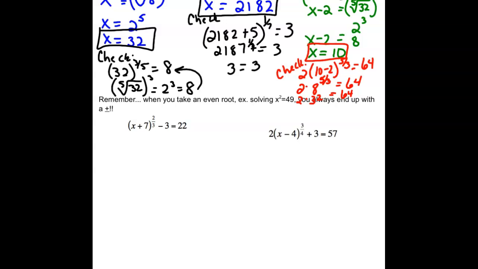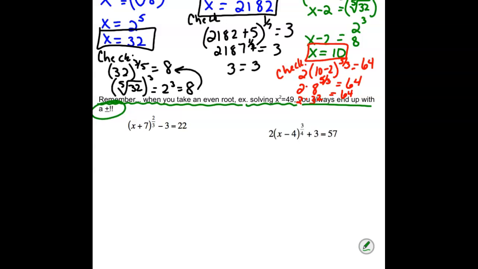For the next couple questions, we have to be very careful. Remember, when you take an even root, for example, if we're solving x squared equals 49, we always end up with a plus minus. So we have to be careful if, when we're undoing these radicals, we end up with an even root.